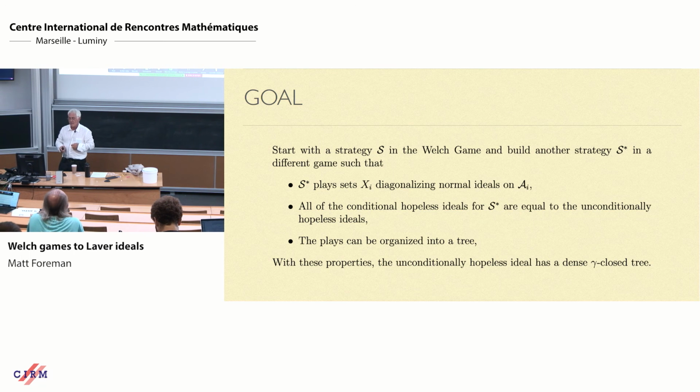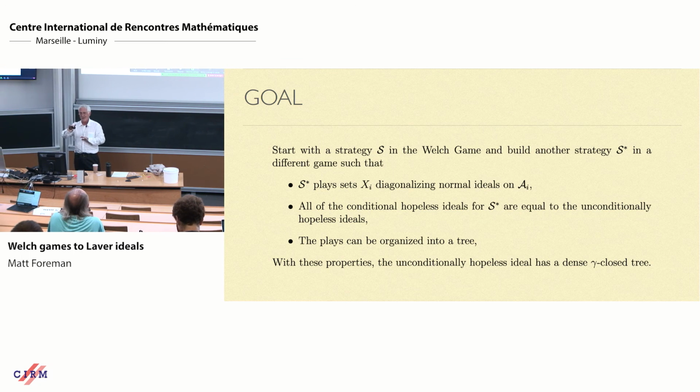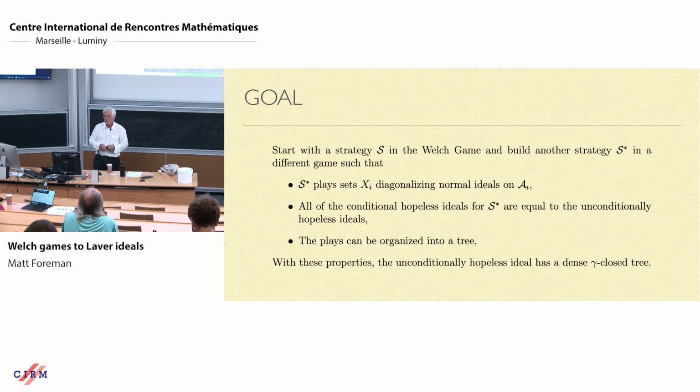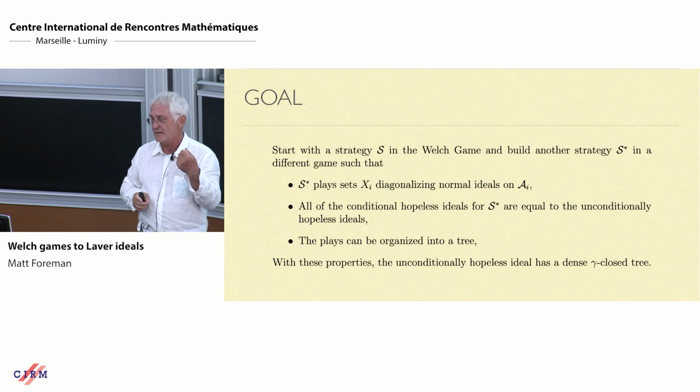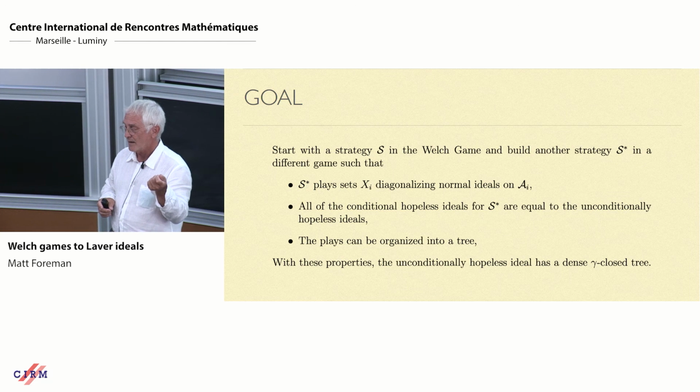All right, so the proof is 30 pages long, so I'm not going to do it. Start with the strategy S in the Welch game, and you build another strategy, S star, in a slightly different game, such that S star plays sets xi, and the xi's diagonalize normalized ideals on AI. Now, AI has cardinality kappa, so normal doesn't quite make sense, so you have to know what internally normal means. This involves internally approachable sequences of structures, et cetera. So there's technology here, but S star plays sets that diagonalize normal ideals on AI.